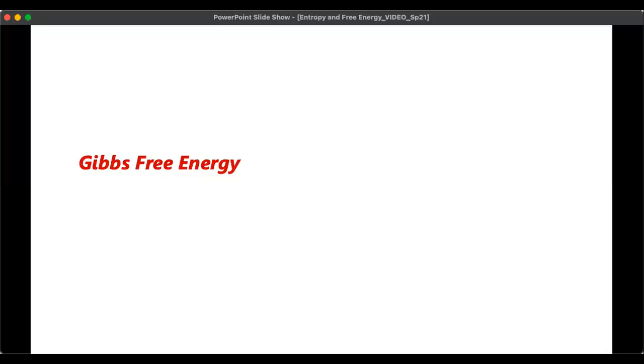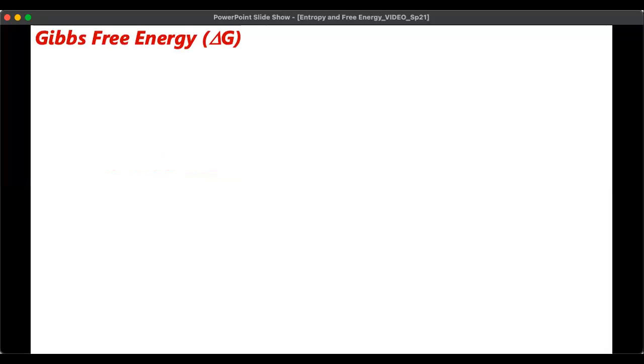Okay, what we'd like to do now is take what we know about our various ways of measuring enthalpy and entropy and put them together into a unified system we can use. So we're going to introduce this idea of Gibbs free energy.